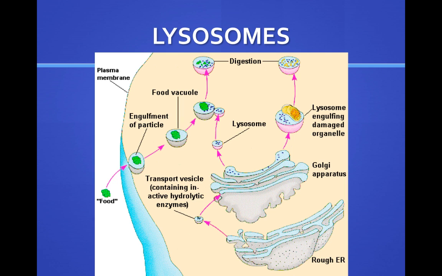Lysosomes are also used in the development of animals. As an embryo is developing, the webbing that joins the fingers in early human embryos is eliminated and digested by lysosomes so the individual fingers can form. In addition, as a tadpole is metamorphosizing into a frog, the tail of the tadpole is digested by lysosomes.